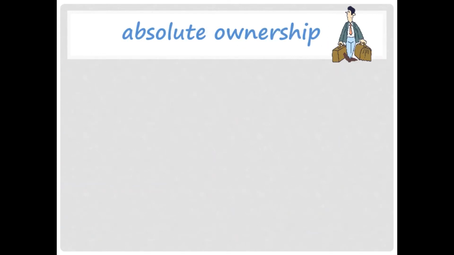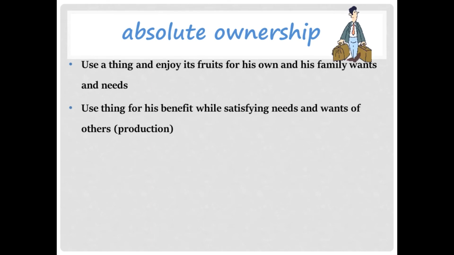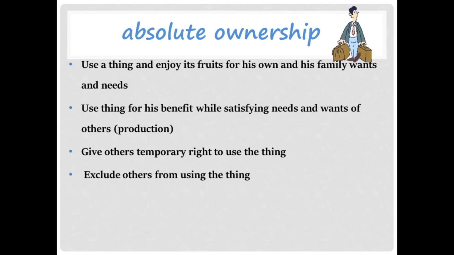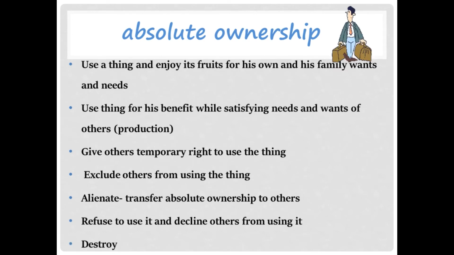When someone owns a thing, he has absolute ownership on that thing. Let us look at absolute ownership. When one has absolute ownership, he uses a thing and enjoys its fruit for his own and his family wants and needs. Use the thing for his benefit while satisfying needs and wants of others, that is, through production. Give others temporary right to use that thing. Exclude others from using the thing. Alienate or transfer absolute ownership to others. Refuse to use it and decline others from using it. And also, he can destroy it. That is absolute ownership of the thing.